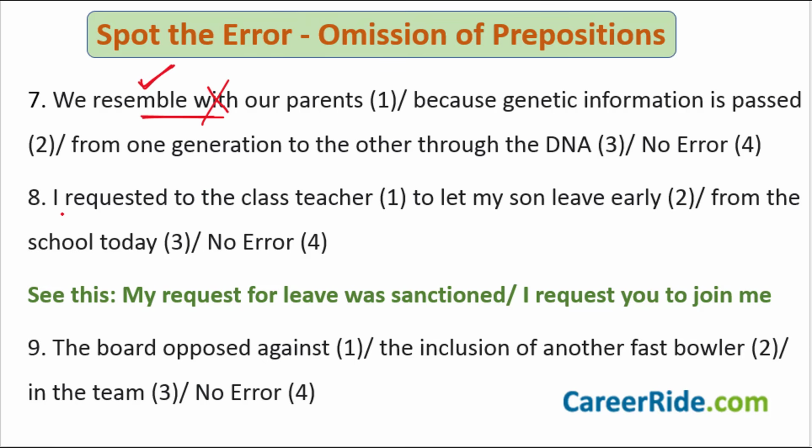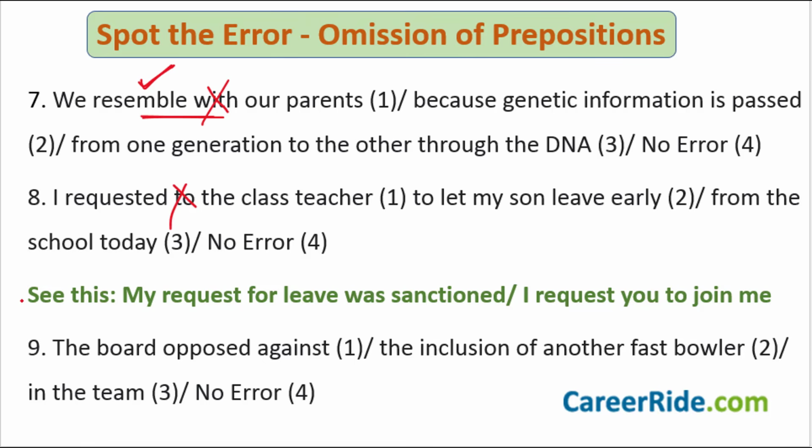But now if you read the first part of this sentence, "I requested to the class teacher." Again, this "to" is not required here. I requested the class teacher, you can say. Because it doesn't require a preposition with it. You can simply say, I requested the class teacher to let my son leave early. But many of you might think that with request, we never use any preposition. No, that doesn't happen. It depends upon the sentence. In this case, "I requested the class teacher" is what you can say directly.